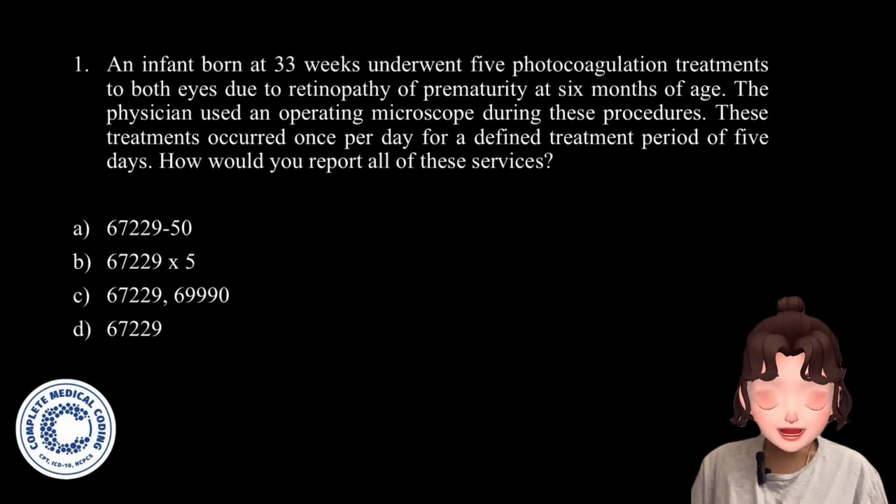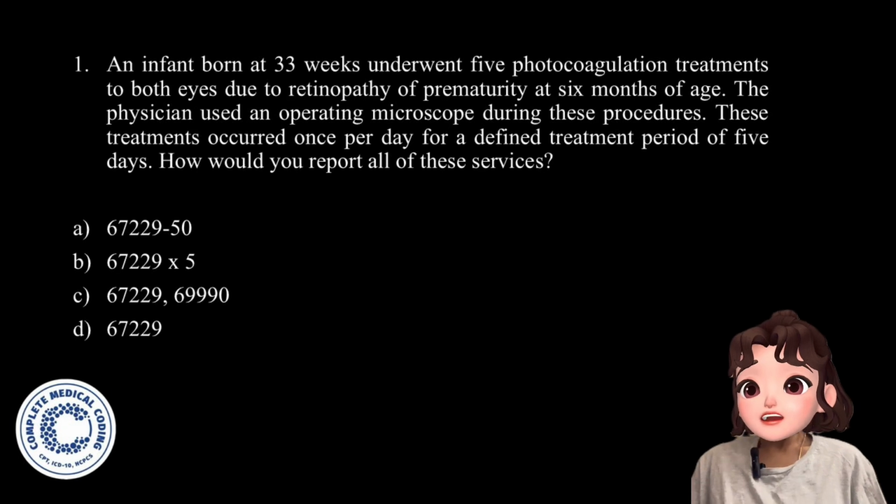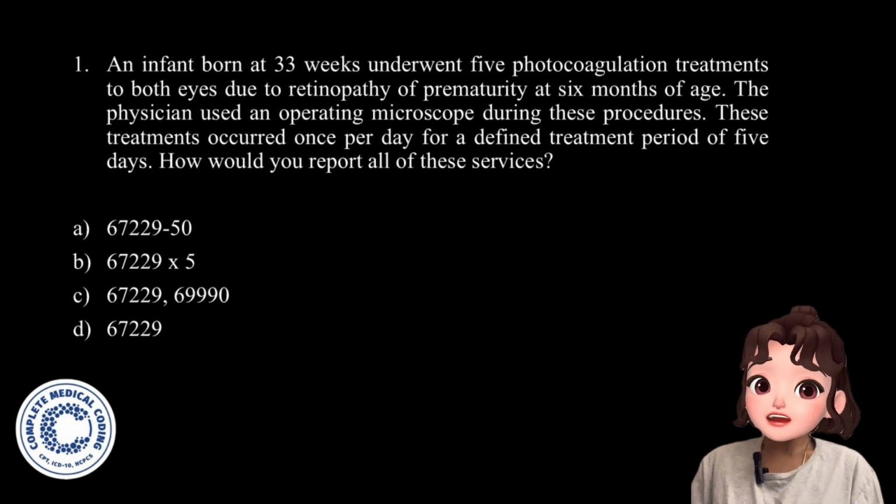Preterm infant, less than 37 weeks gestation at birth. Yes, this is preterm, 33 weeks. Performed from birth up to 1 year of age. Yes, this service is carried out at 6 months of age. Example, retinopathy of prematurity. Yes, this is retinopathy, right? Photocoagulation or cryotherapy. Yes, this is photocoagulation treatment. So this is the correct CPT code. Anyway, this is the same code which is mentioned in all the options.